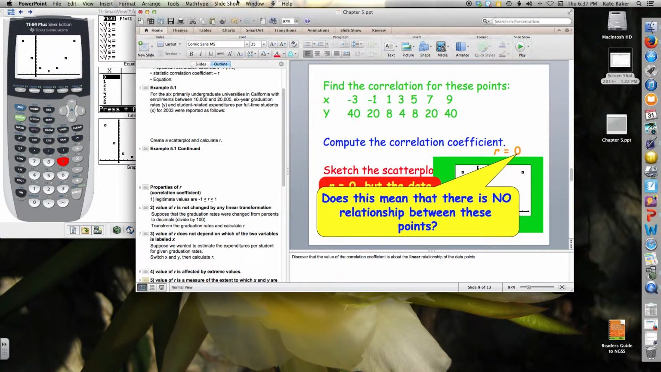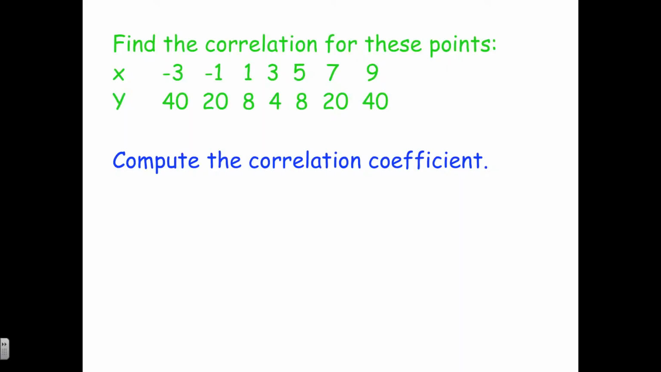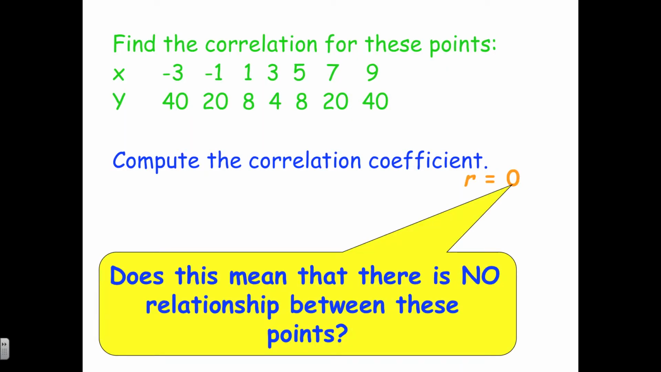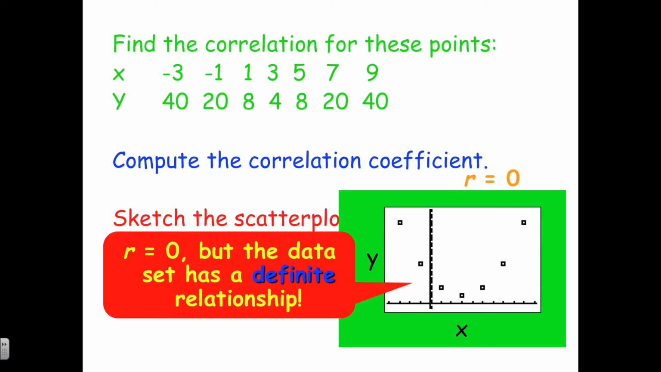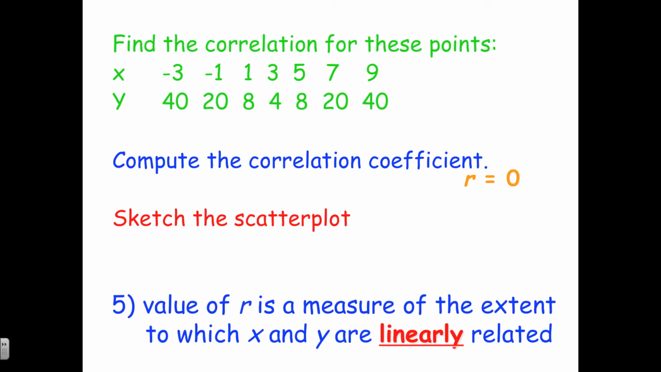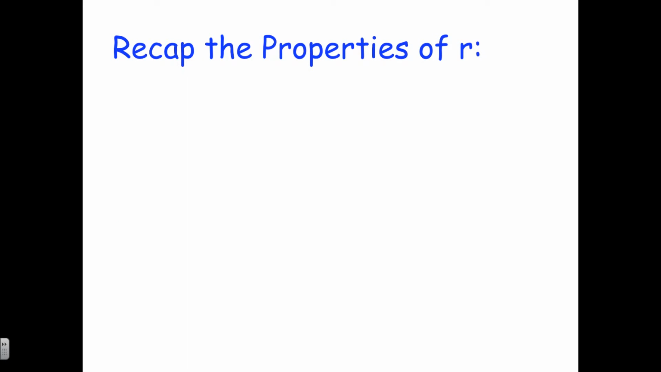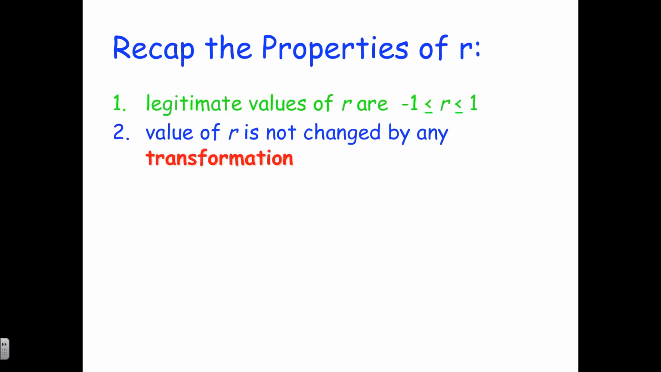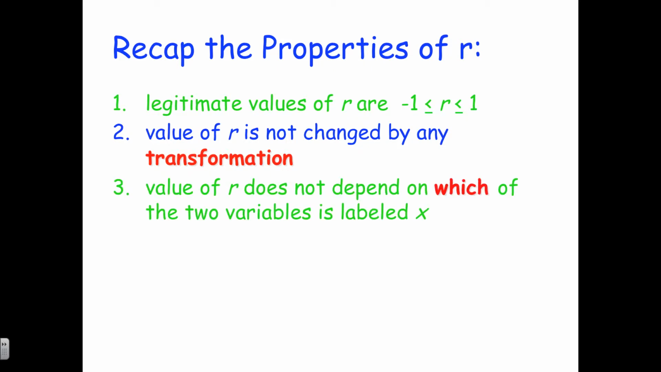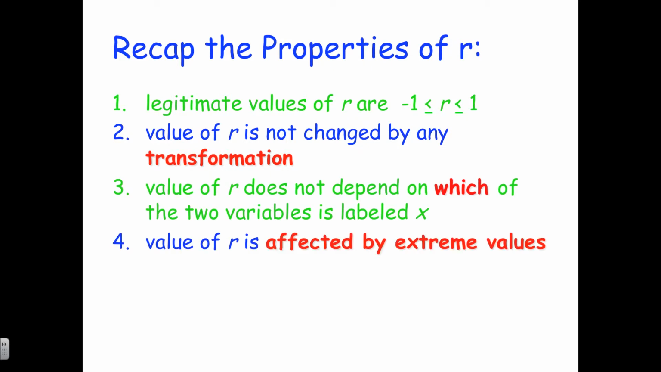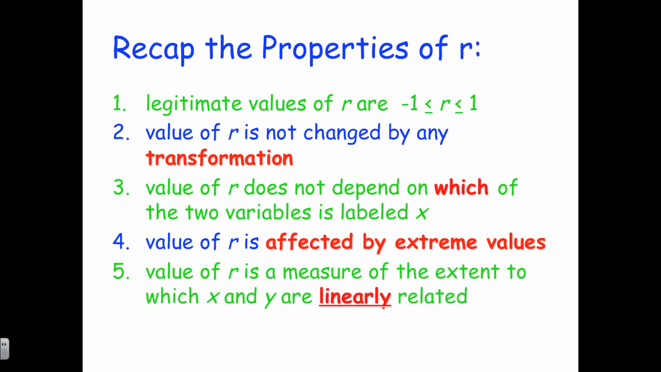Okay? So you have to be careful when you're interpreting your correlation coefficient to remember that in fact it's a linear relationship. So to recap the properties of R, legitimate values have to be between -1 and +1. It's not affected by linear transformations to your data. Value of R doesn't depend on which of the two variables is labeled X. It is affected by extreme values, and it's a measure of the extent to which X and Y are linearly related.